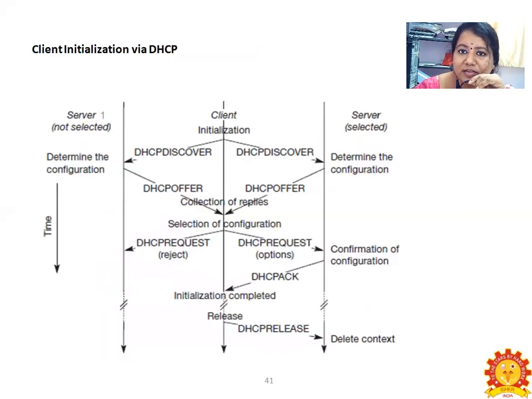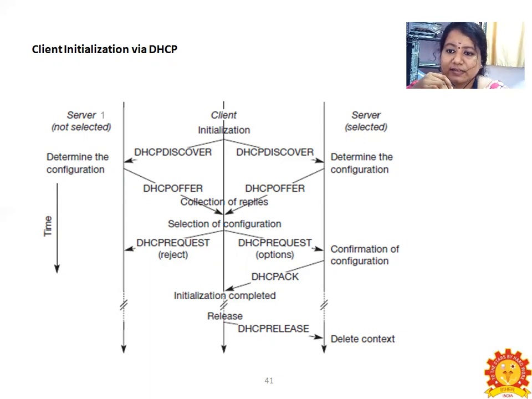So this is client initialization via the DHCP. Here we have server 1 and 2, and under that we have a client. It will determine the configurations. From there, the client will initialize and send the DHCP discover to server 1 and server 2. From there, the DHCP offers the collection of replies and it will determine the configuration.